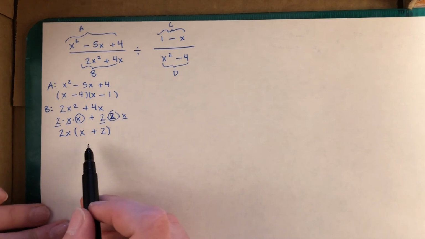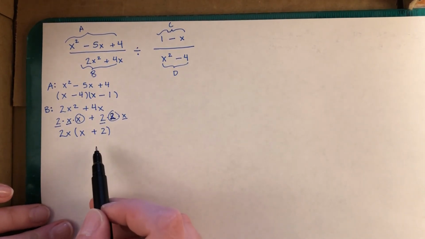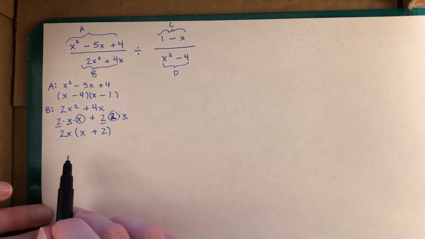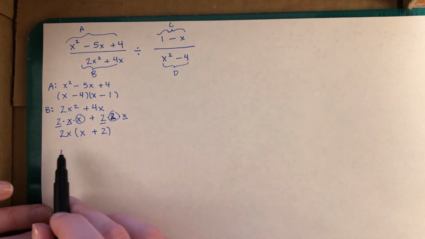At this point, it's a good idea to look and see if there's anything else we know how to do here. But I don't see anything. X plus 2 is pretty much already done. There's no way to break that one down any further. So I'm going to stop here.